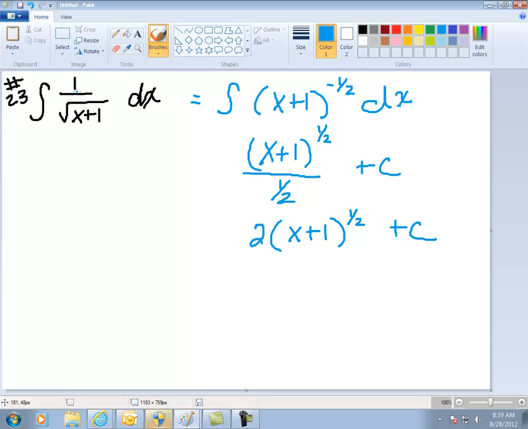And so notice that even though I'm dealing with 1 over something, 1 over my x in the denominator, I did not need to apply the natural log. So keep that in mind. I guess more formally I could write this as 2 square root of x plus 1 plus c.